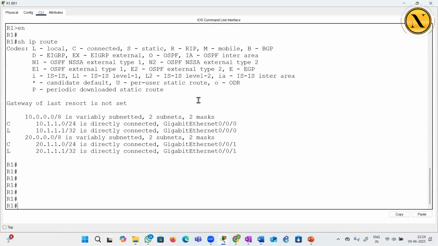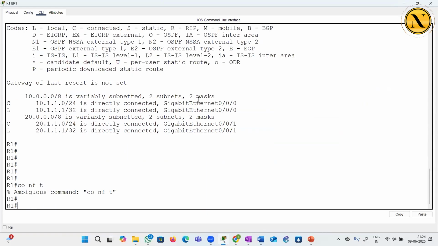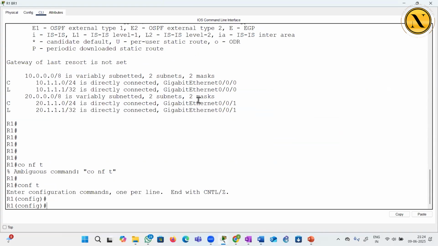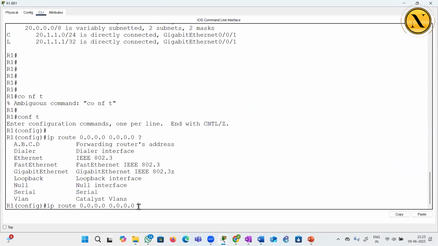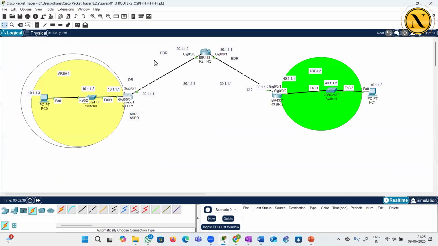How do you do that? We go to the global mode. Configure terminal. And I'll say ip route 0.0.0.0 0.0.0.0. That means packets coming from anywhere going to anywhere, right? Who's my next hop forwarding router's IP address? I'll just forward it to this guy.